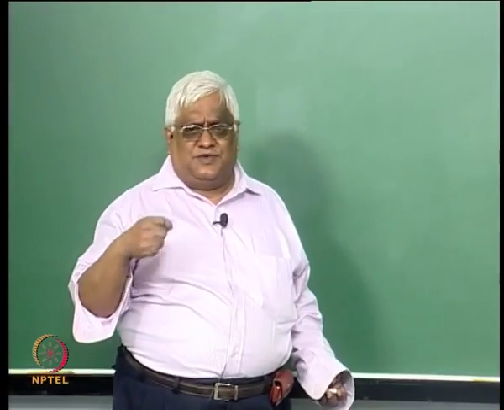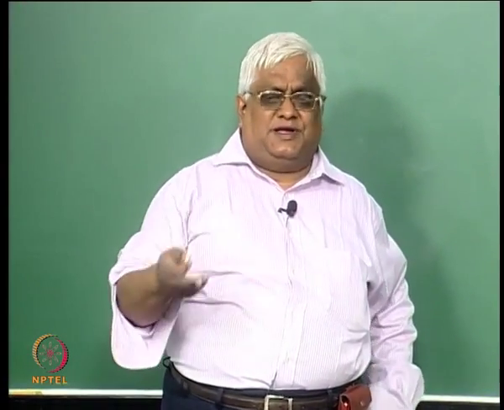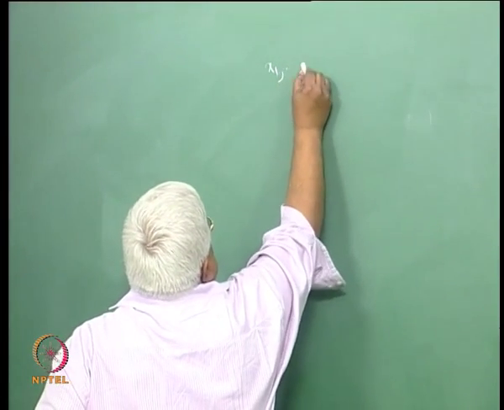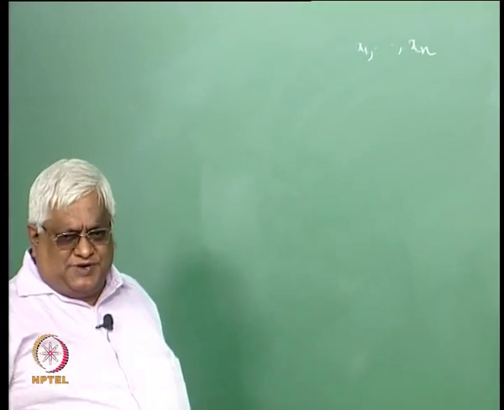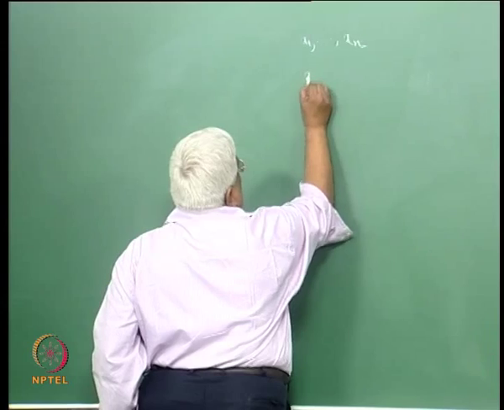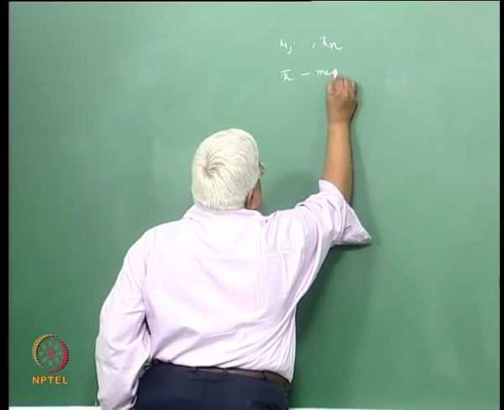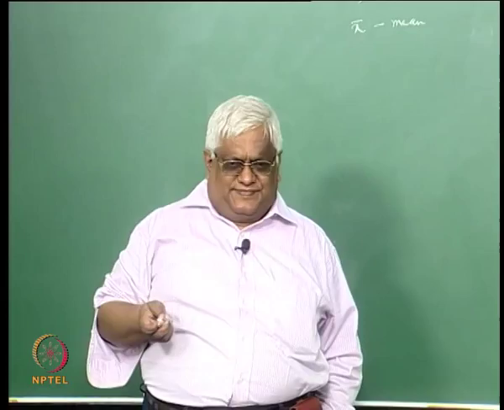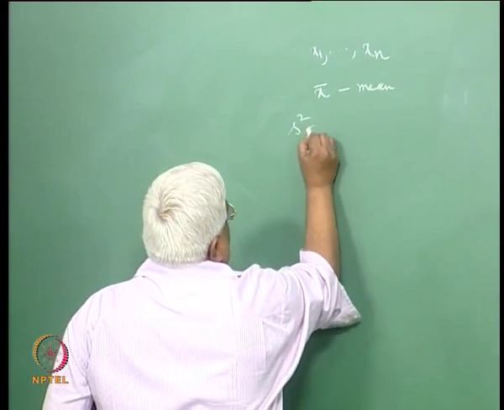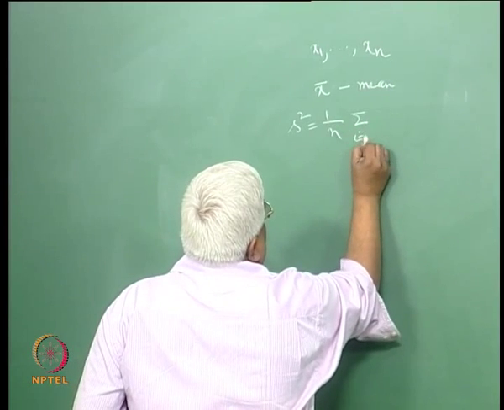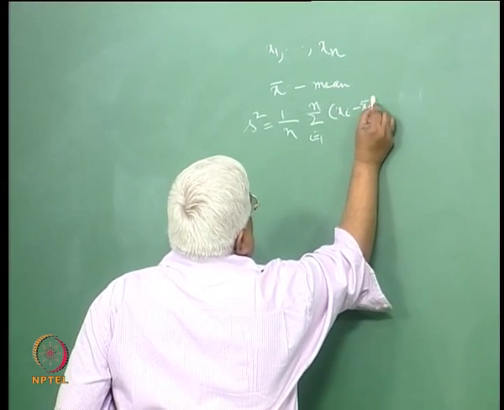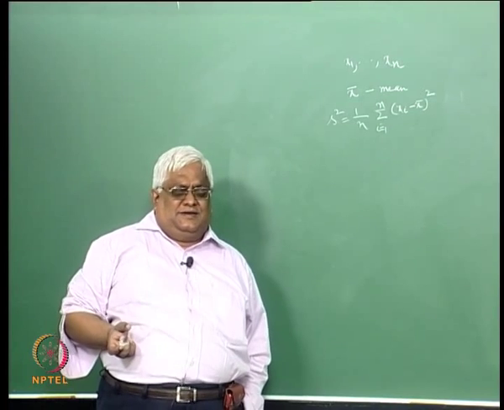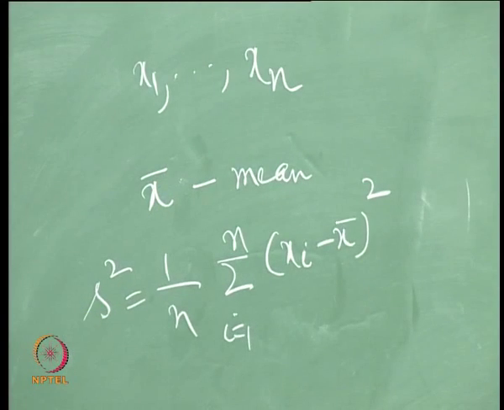I also tell something that we will be using in the coming lectures. Tell a fact. Suppose you have n real numbers x1 to xn and the mean is x bar. We all know the formula of variance. Let us just say the variance is equal to 1 by n summation i is equal to 1 to n, (x_i minus x bar) whole square.